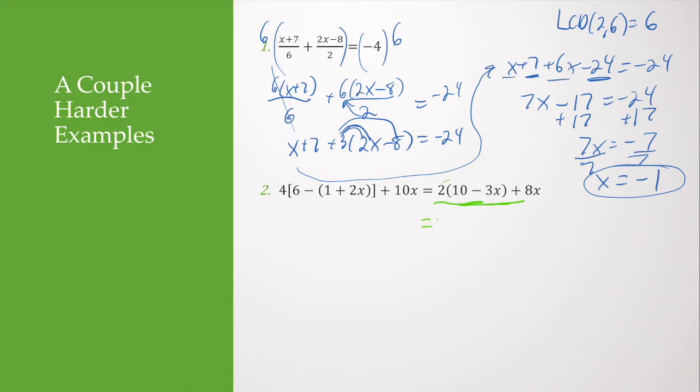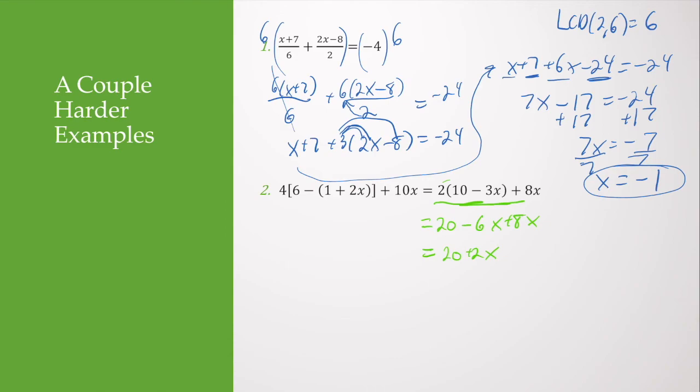So I get 20 minus 6x plus 8x. I'm just going to go ahead and simplify this right-hand side. 20 minus 6x plus 8x is 20 plus 2x. So that right-hand side is fully simplified.